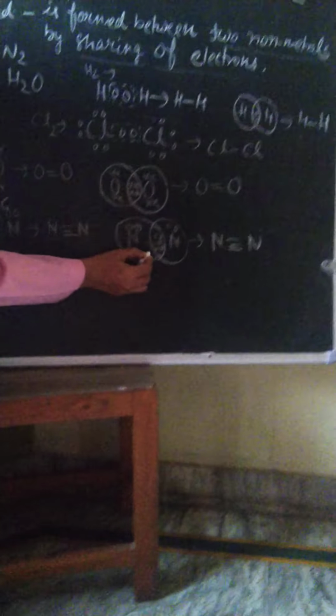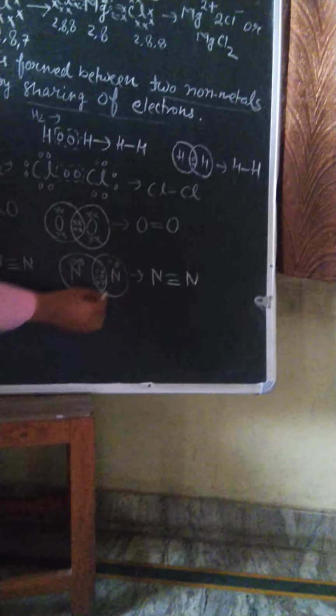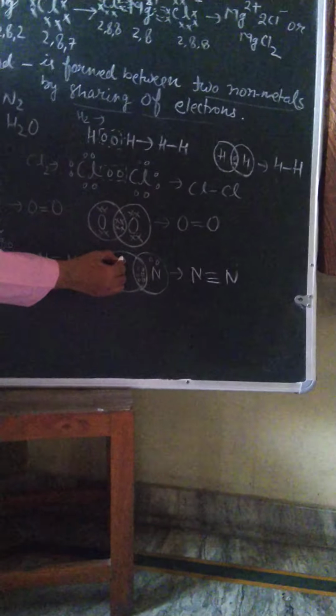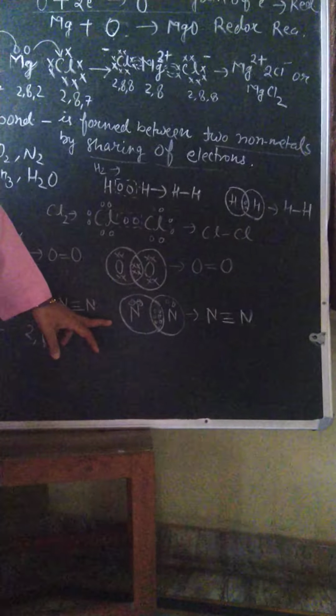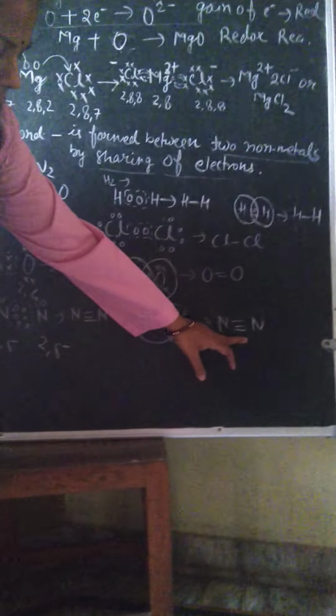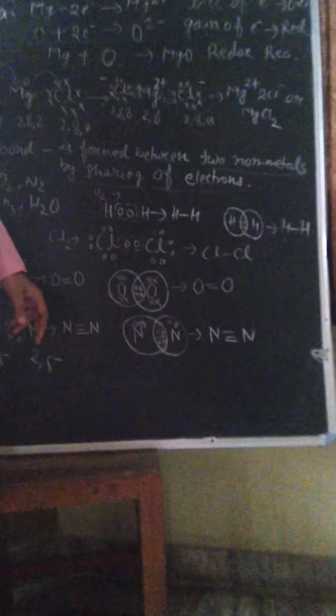Now see, this one is the orbital diagram. In this orbital diagram, you have to show the sharing of electrons inside the overlapping. And these 2 electrons remain, which are called unbonded electrons or non-bonded electrons. So N triple bond N. Now that's all for today.